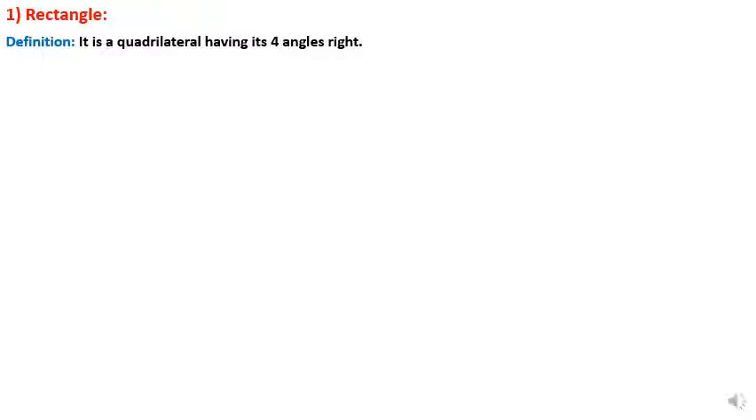The rectangle is a quadrilateral that has its four angles right. So actually, the rectangle has the same properties as the parallelogram plus four right angles. So you can say that it's a straight parallelogram. So this is the rectangle. It has all the properties of the parallelogram.